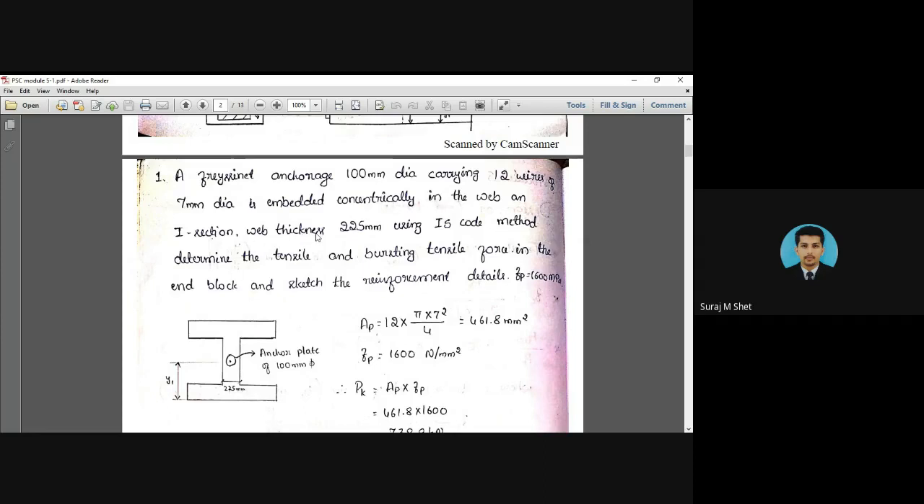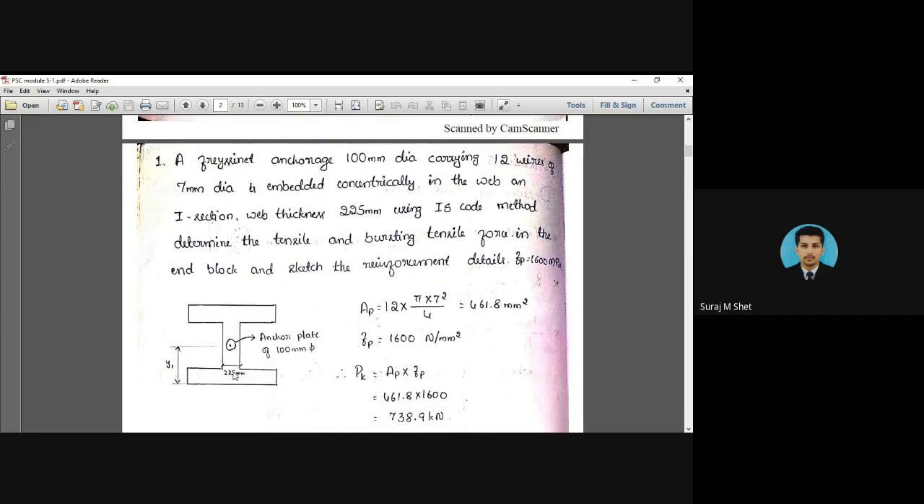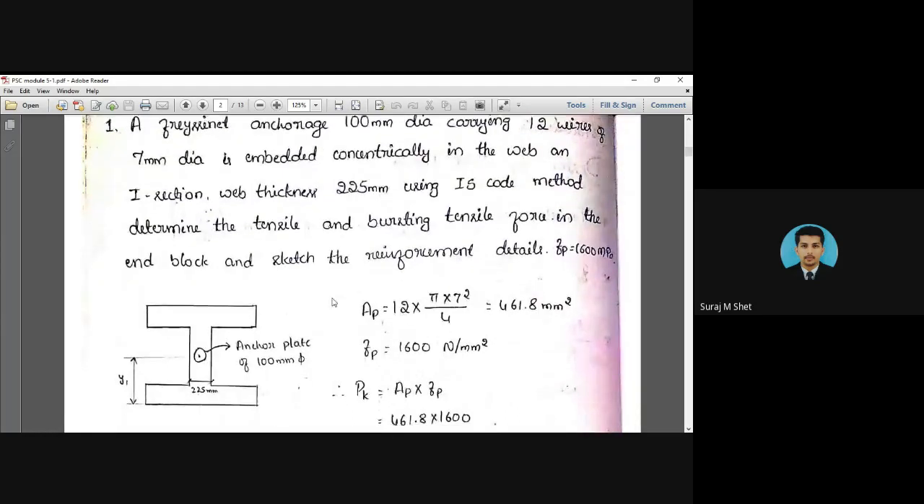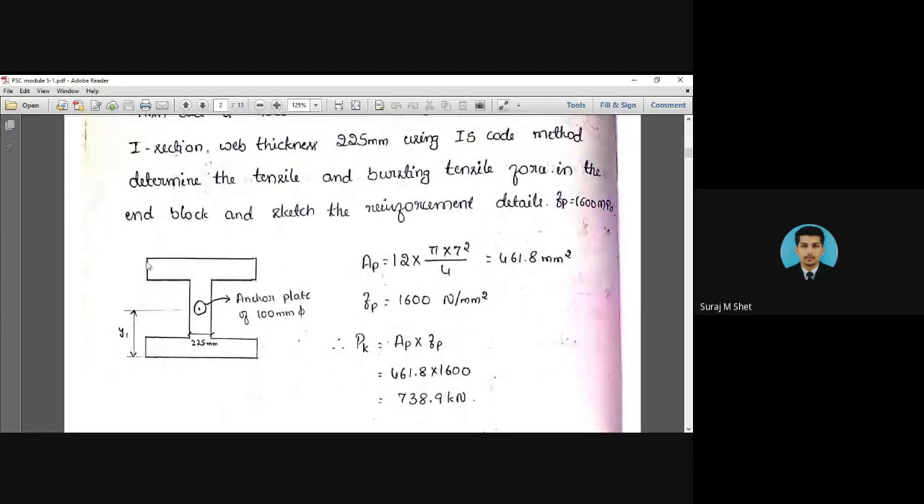So the web thickness they give. What is the web thickness? Web thickness is 225. You can see here, the web thickness is 225. Using IS code, determine the tensile and bursting tensile force in the end block and sketch the reinforcement details, and Fp value is given as 1600 MPa. So see here, this is the I section, in which they have provided a 100 mm anchor plate.